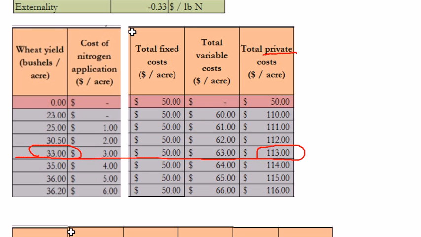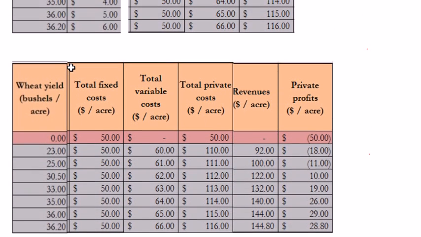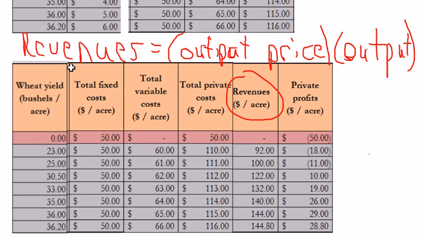Well, now that we know how much it costs to produce given amounts of wheat, we can start looking at the revenues we earn at different levels of production and figure out how much nitrogen to apply, and thereby deciding how much wheat we're going to produce. Notice we have a new column here called revenues, and of course revenues are just the output price, the price you get when you produce and sell your product, times the output, the amount of production that you sell.